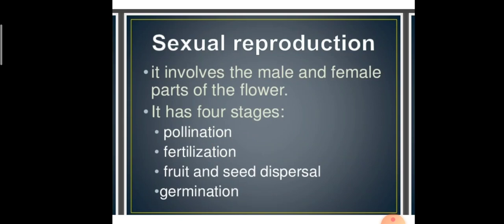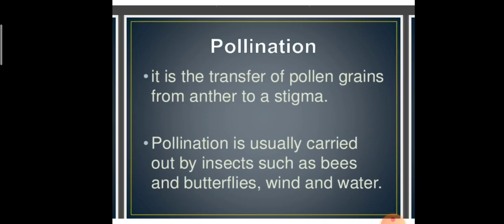The first stage of sexual reproduction is pollination. So let's start with the first topic, that is pollination. What is meant by pollination? It is the transfer of pollen grain. Pollen grain is the male gamete which is present inside the anther, the male reproductive part, that is the stamen. It is the transfer of pollen grain from anther to the stigma.